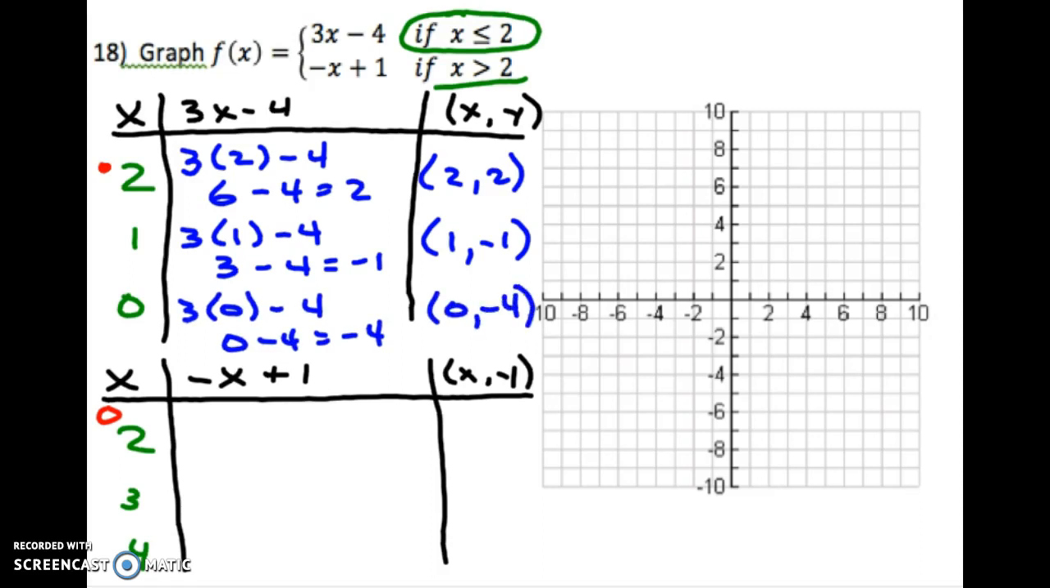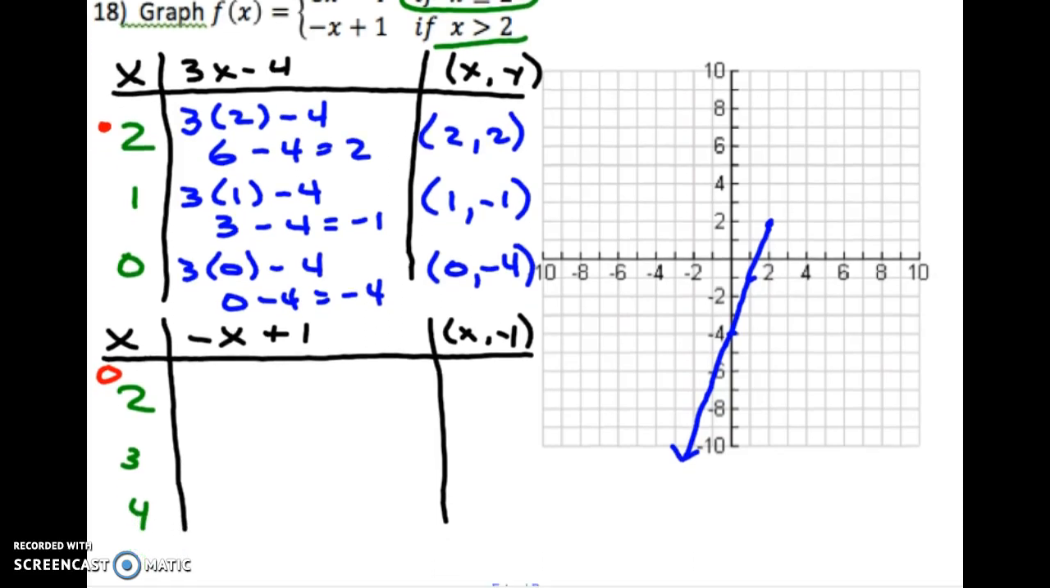Alright, so let's graph these. As a reminder, we got the closed circle with the 2. So we're going to have a closed circle and a point at 2, 2. We're going to have a point at 1 and -1, and a point at 0 and -4. So for this one, we're starting at the 2, 2, and we're going to the left. So we're going to fill our line in this way. Just a smidge so we can see this a little better.